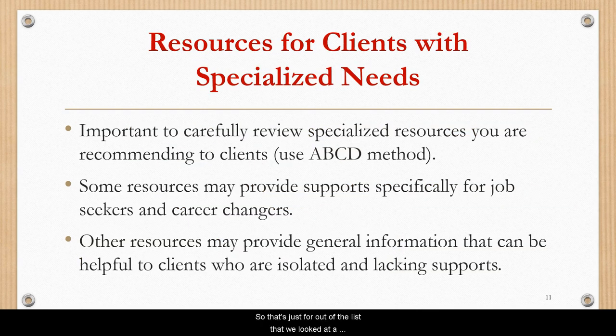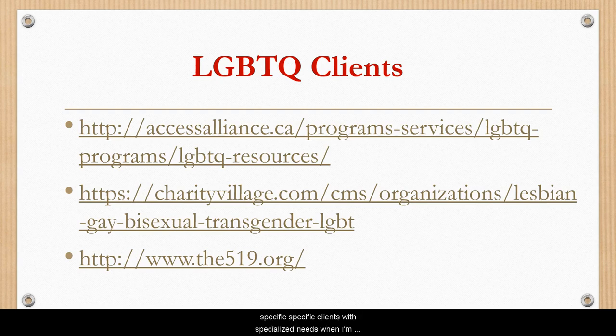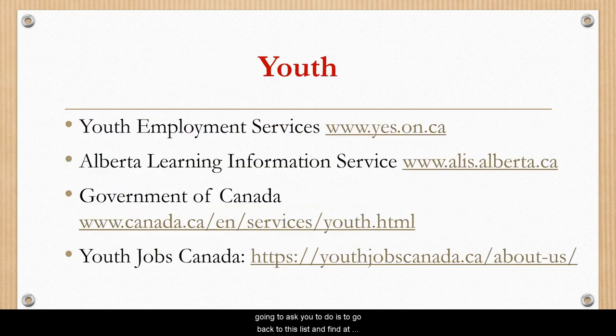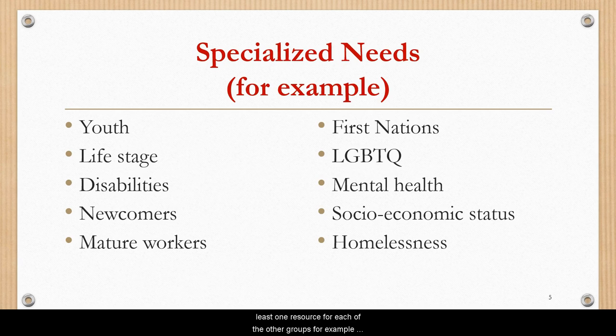So that's just 4 out of the list that we looked at of specific clients with specialized needs. What I'm going to ask you to do is to go back to this list and find at least 1 resource for each of the other groups. For example, people with disabilities, for newcomers, for people with mental health issues. So I encourage you to do some exploration in addition to looking at those websites, to also find resources online for the other groups that are not represented in the lists that I've just given you.